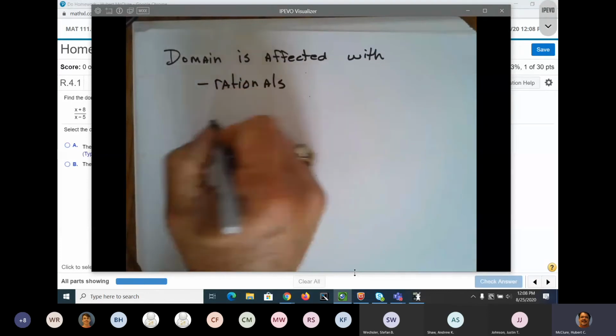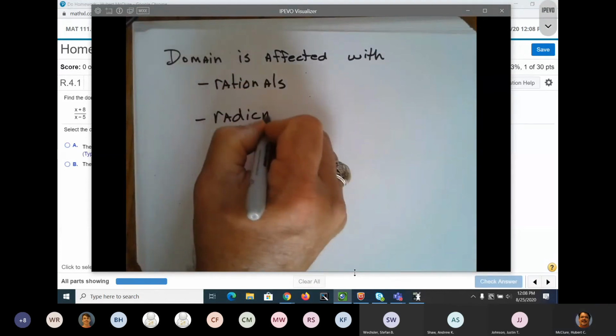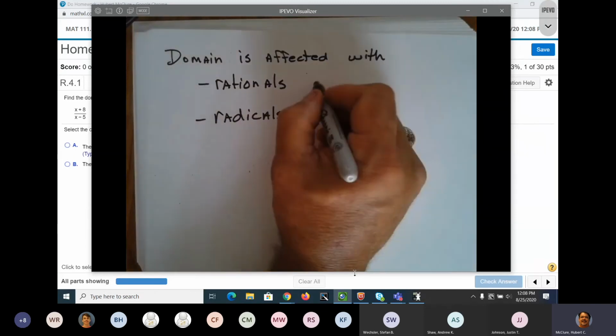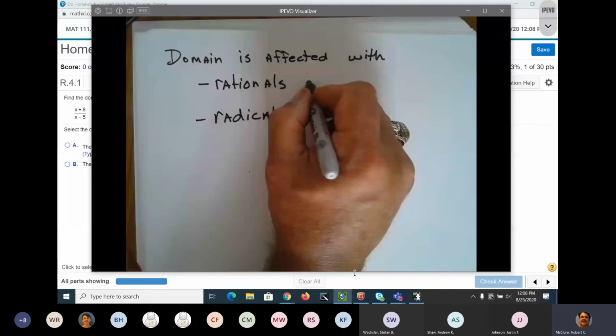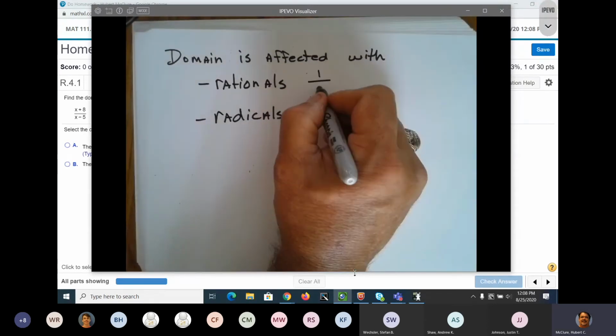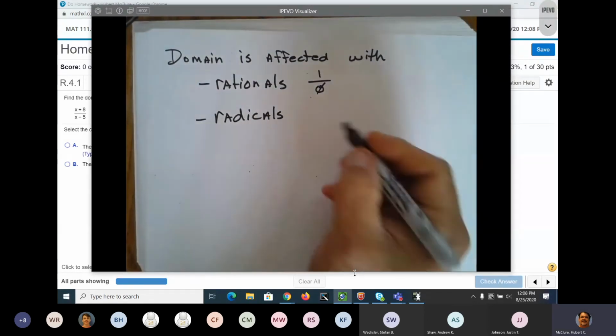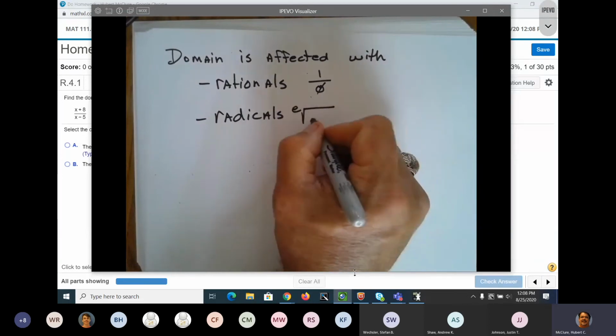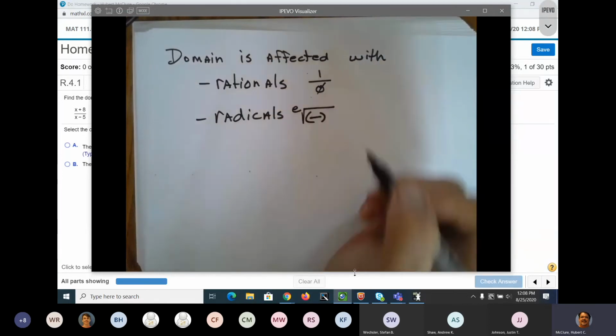Your domain is affected with rationals and radicals, because you can't have 0 in the denominator on a rational, and you can't have a negative in an even root radical. So the domain is affected when you have either one of these.